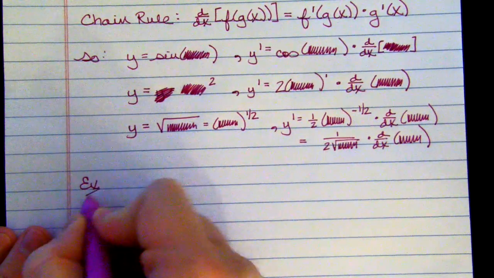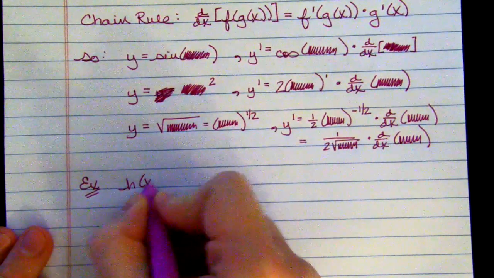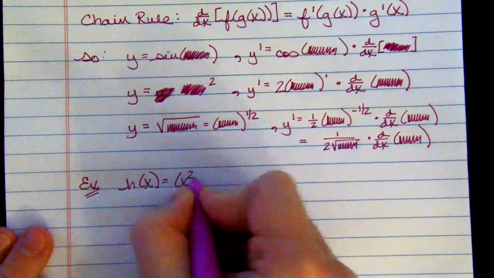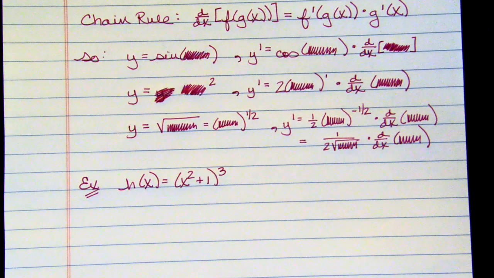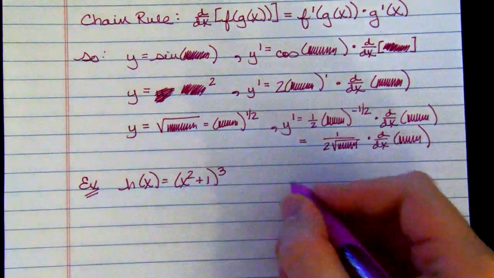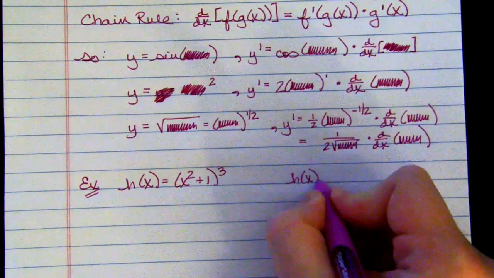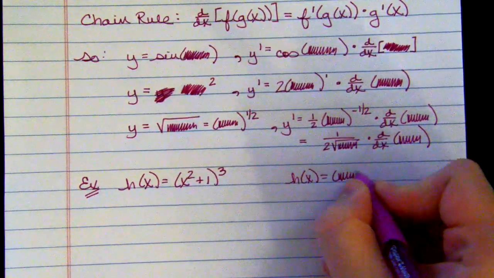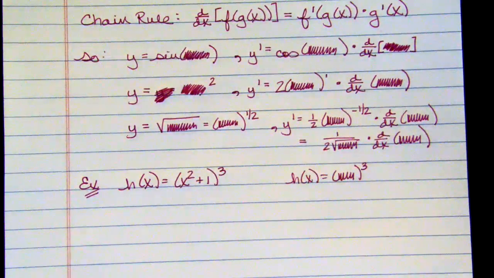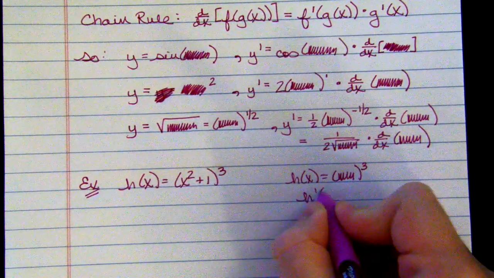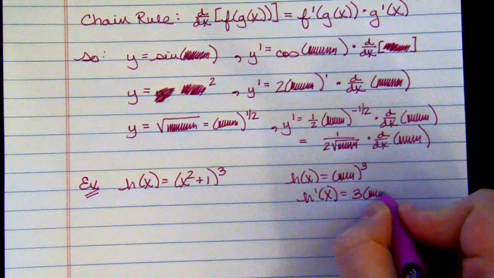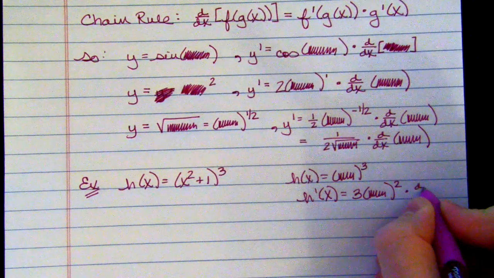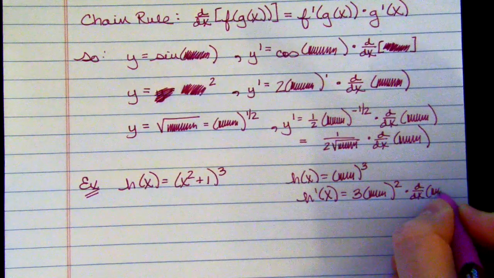The first one we're going to look at is h of x, which equals x squared plus 1 cubed. And I want to find the derivative of this. This is like the problem h of x equals something cubed. My chain rule says the derivative is going to be, okay, take the derivative of a cube, 3 times that thing squared, times the derivative of the thing that was inside.